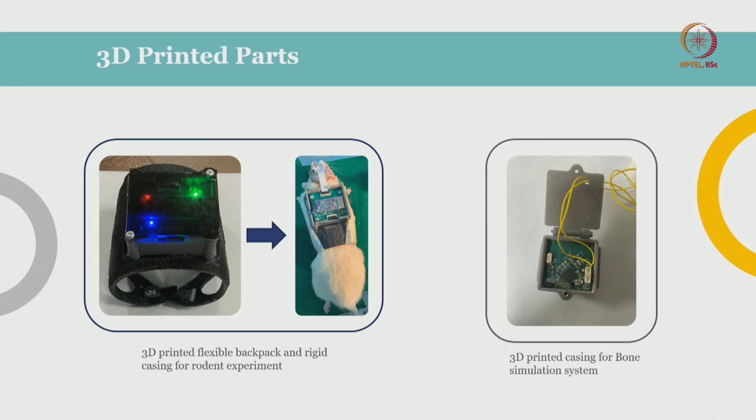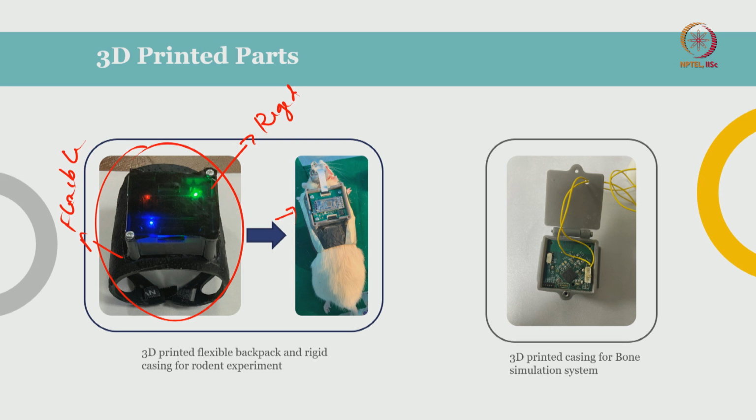And then we can take a brief look at some of the objects that we printed in our lab, which are used in various kinds of projects. Here you can see a backpack and an electronic enclosure which will be attached to a rat for recording and simulation related projects. This backpack is actually flexible and this enclosure is rigid. So we are using two different kinds of materials in order to get a product developed.